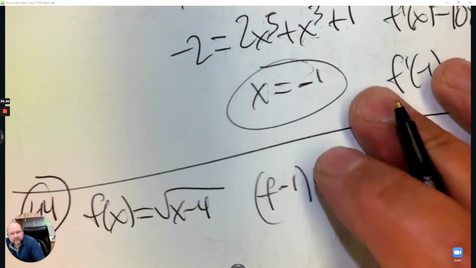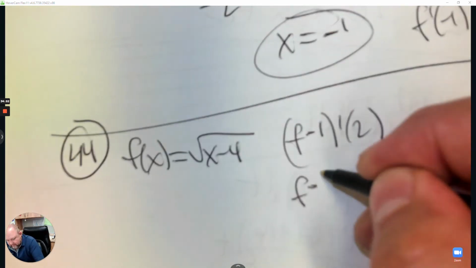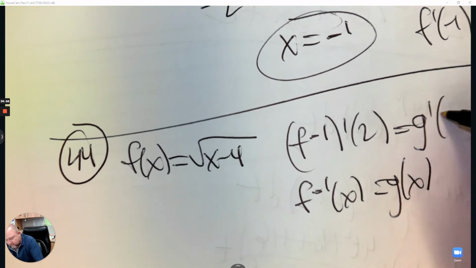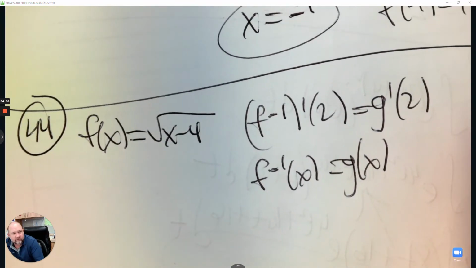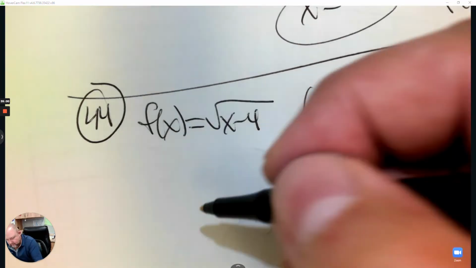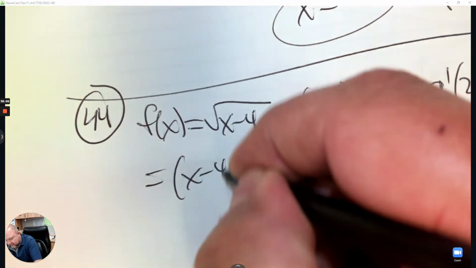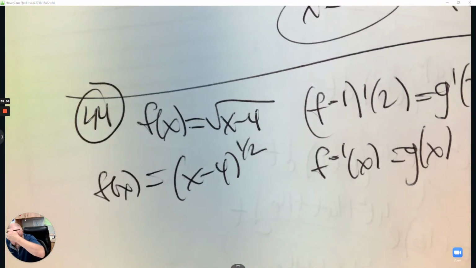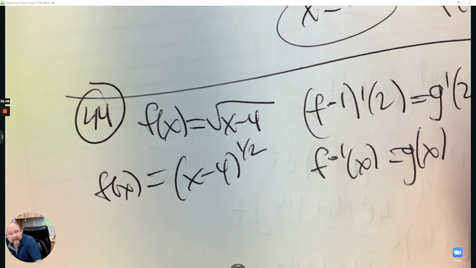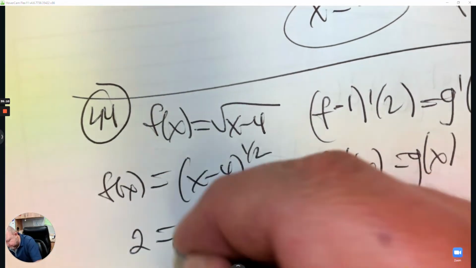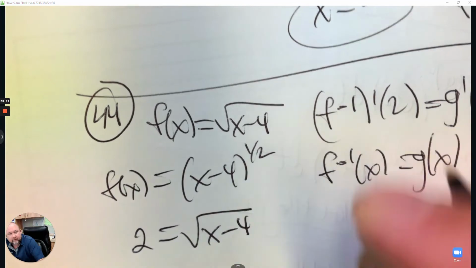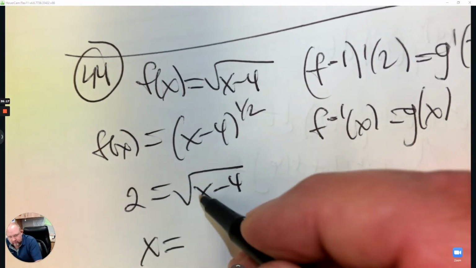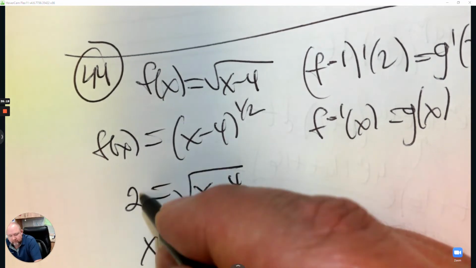I'm just going to make my life easier, I'm going to say the inverse of f at x is just g at x. So this is really just the derivative of g at 2. So if I make this calculus friendly, I'm going to make it equal to 2. And then solve it. So I know the square root of 4 is 2, so x must be 8 for it to give the right answer.